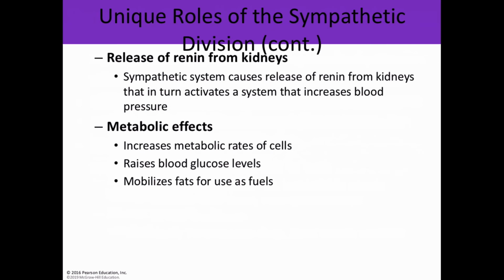I'll get to the metabolic effects now. This allows you and me to metabolize fats for use as fuel. It also raises blood glucose levels and increases the metabolic rate of our cells. And next, I'll get on to what is called the release of renin from the kidneys. The sympathetic system causes release of renin from the kidneys, which in turn activates a system that increases blood pressure.